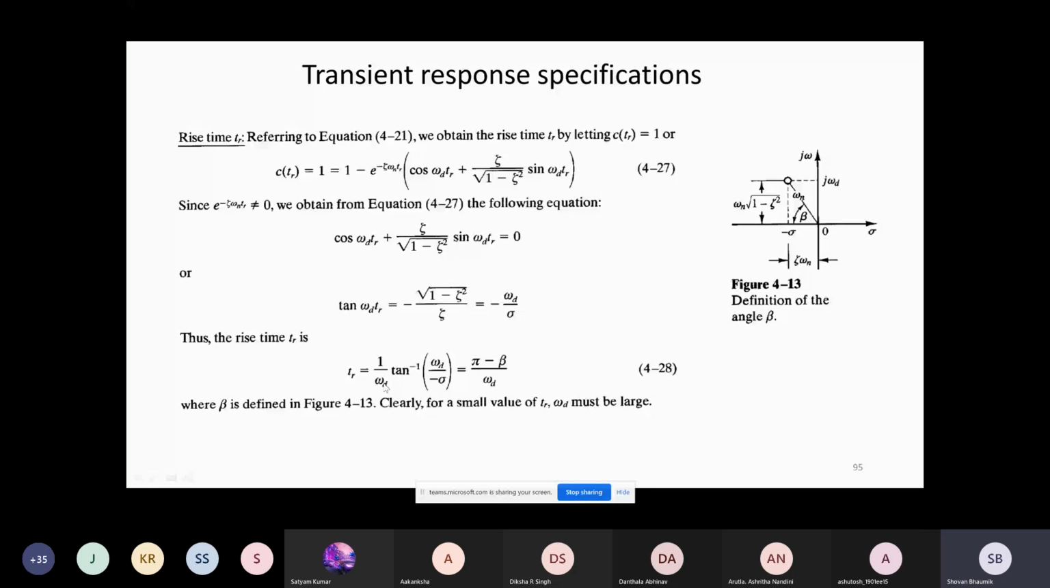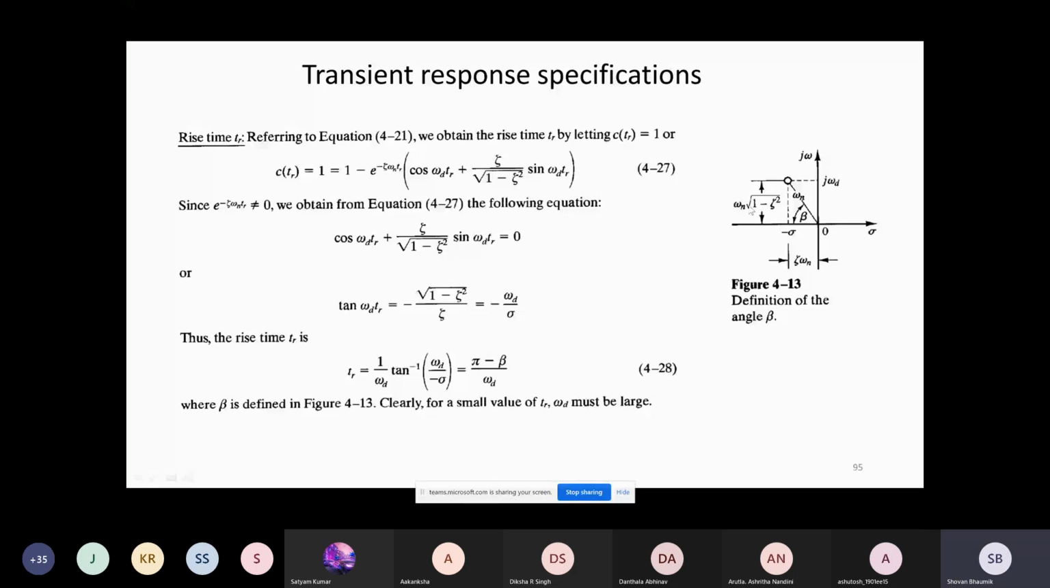Beta is this angle in the figure, and this is omega_n root over 1 minus zeta square. This figure is important. So if we know omega_d, which is also omega_n and zeta, we can easily calculate the rise time.